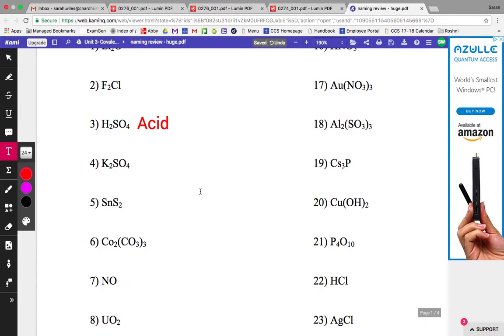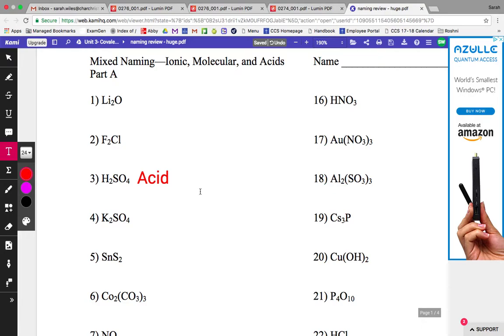Okay, now for the next part. If they start with an H, yes, they're an acid. We'll get to acid naming later. If they do not start with an H, really difficult, you're going to count the number of capital letters. If they have 2 capital letters, you're going to determine if the elements are metals or non-metals. So that's the first thing we're going to do.